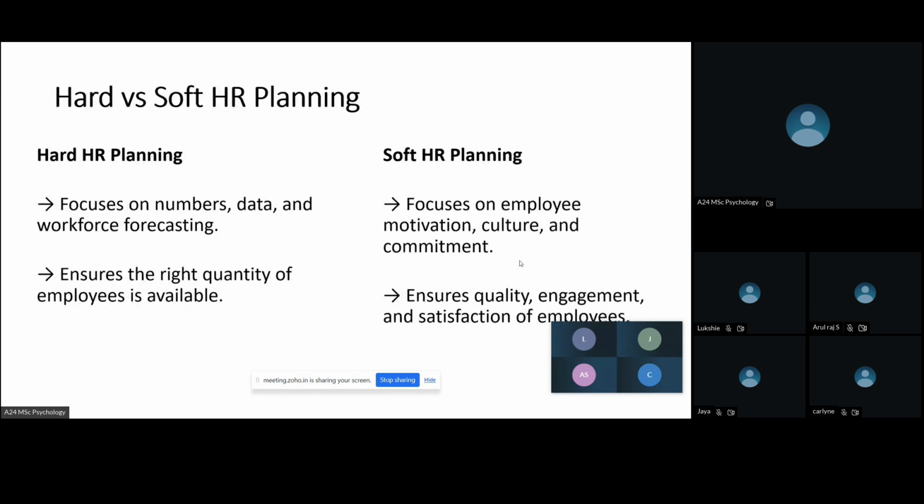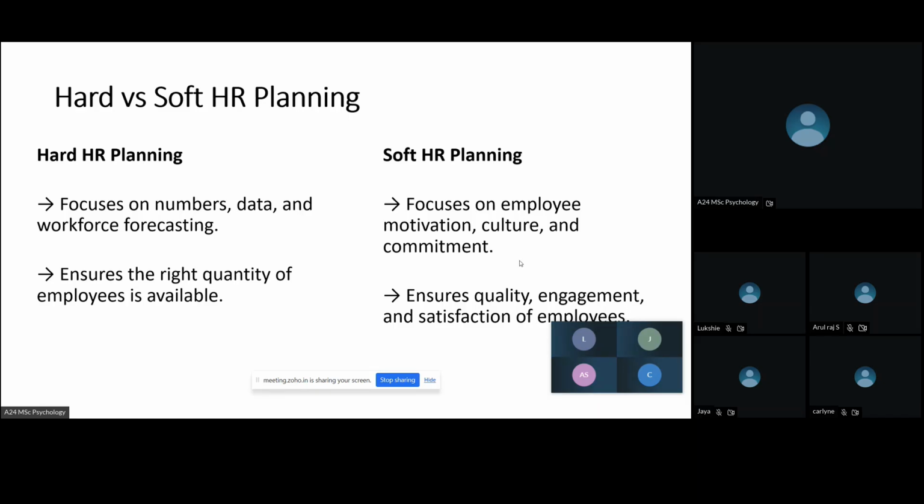Moving on, we have another two types of HR planning, which are hard HR planning and soft HR planning. Hard HR planning focuses fully on numbers. It focuses on data: percentage of retention, percentage of attrition, percentage of workforce forecasting. Everything is numbers and data, and it ensures the right quantity of employees is available. So let's say if this project requires 100 employees, then it will make sure the 100 employees are available, and out of these 100 employees it will continuously monitor how much the retention percentage will be, how much the attrition would be, how many people will leave in the next 2 or 3 years, and how many people we can offer more salary and keep with us. All of this comes under hard HR planning.